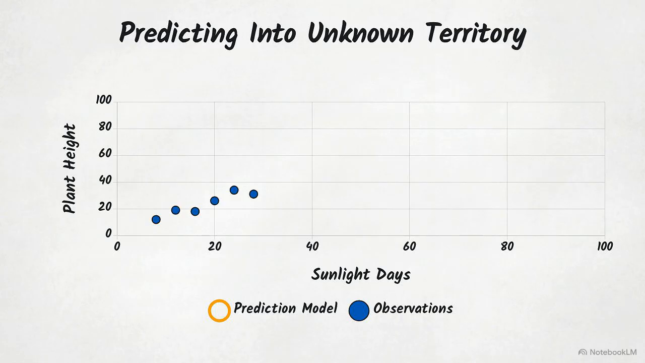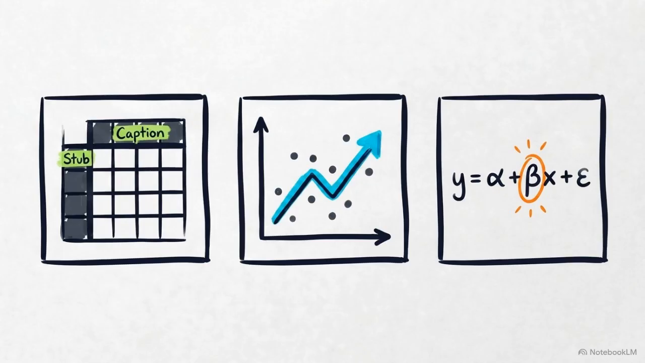Translating that algebra onto our graph, the final equation draws a line extending into unknown territory. This is the complete pipeline. Tables organize facts, graphs reveal trends, and equations predict the future.